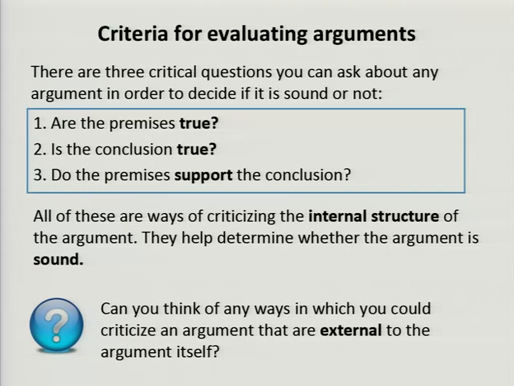Given that that is the case, just a very quick question, because I want to make a map of the technical terms that we're using here. Can you think of any ways in which you can criticize an argument that are external to the argument itself? There might be factors of success of an argument that aren't reducible to these three questions here: the truth of the premises and the conclusion, and the question of whether the premises support the conclusion. So what else might be relevant for determining the goodness or success of an argument as an external factor?